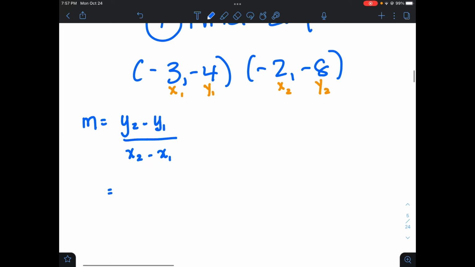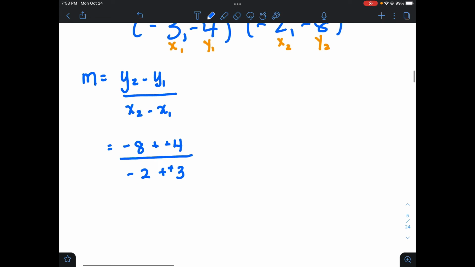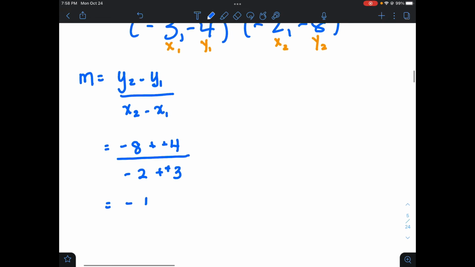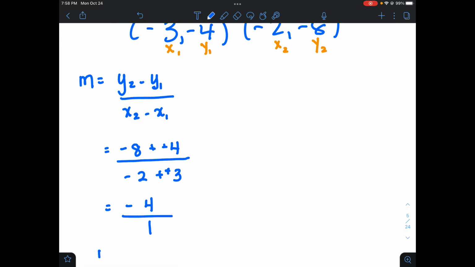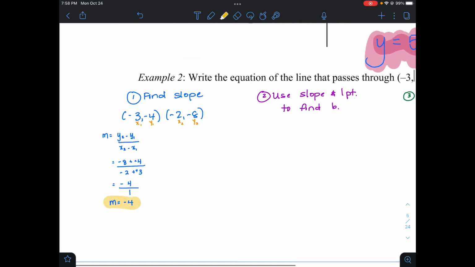All right, so substitute them in. -8 minus a -4 all over -2 minus a -3. So plus, plus, plus, plus. So -8 plus 4 is -4. -2 plus 3 is a +1. So my slope is -4. Okay, we need that for step 2.